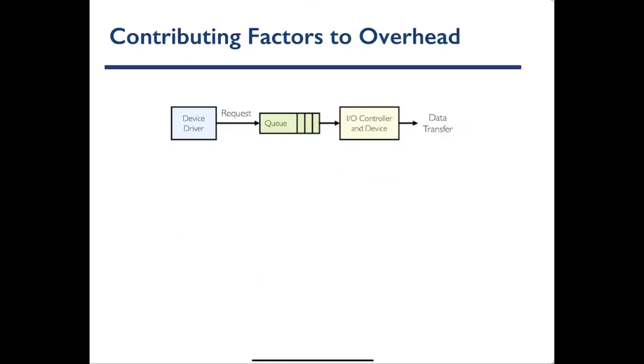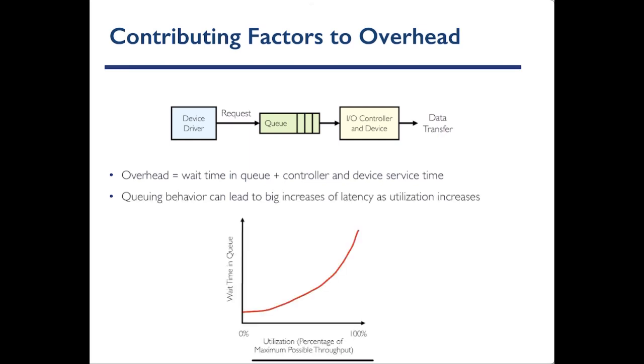So what are the contributing factors to overhead? As we discussed, the main two components are the wait time in the queue and then the processing in the controller. So we can focus on this first part, because this second part is usually by the device, right?